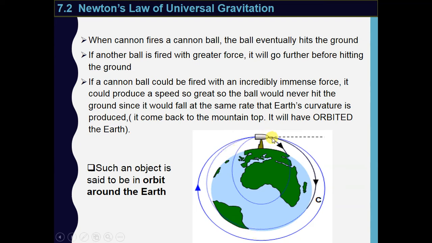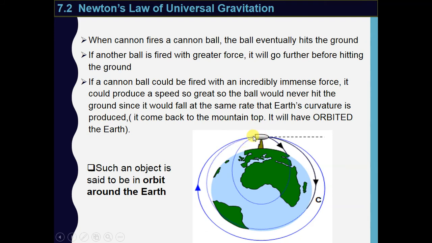Why? Because this cannon, when it fires the cannonball at a great speed, the cannonball is in free fall toward the earth, but it will not hit the earth at all. It will continue and return back to the same place. That's why we say satellites are in free fall toward earth, the moon is in free fall toward earth, and planets are in free fall toward the sun.